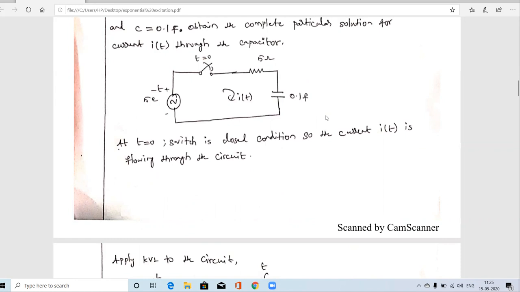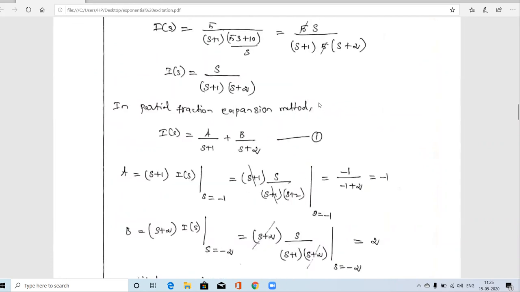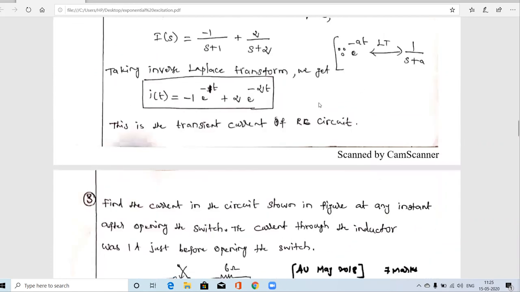The Laplace transform of the differentiation of a particular function is I of s into s. The Laplace transform of the integration of I of t is I of s divided by s. And sin omega t has the Laplace transform omega by s squared plus omega squared, and cos omega t is s divided by s squared plus omega squared. So you should remember these standard answers. If you know the standard answers, we can solve any problem.